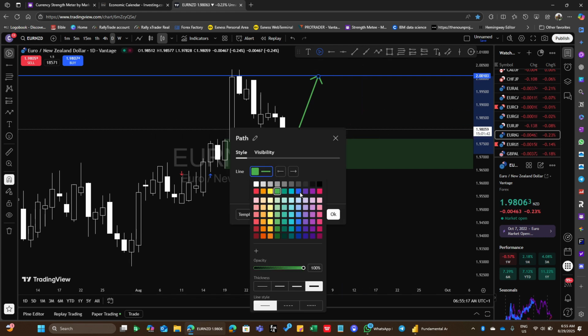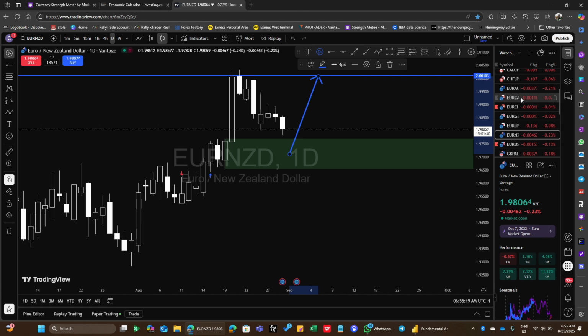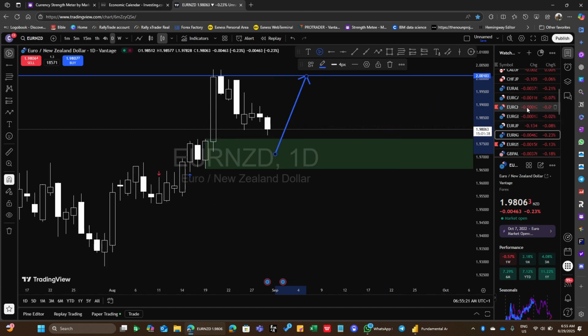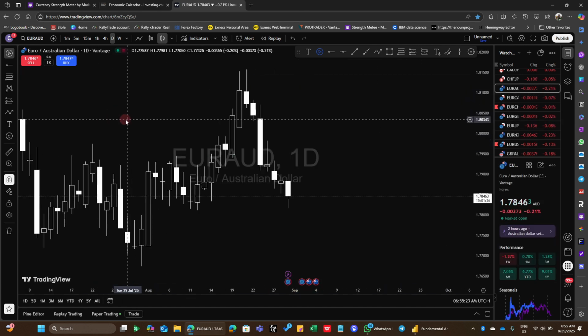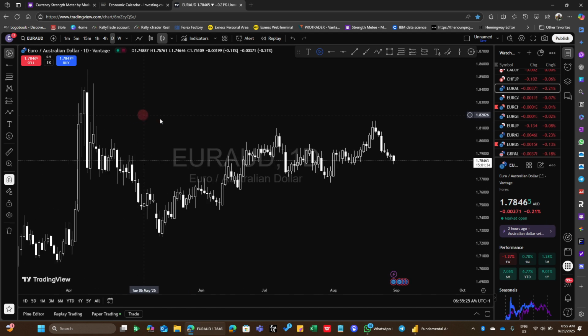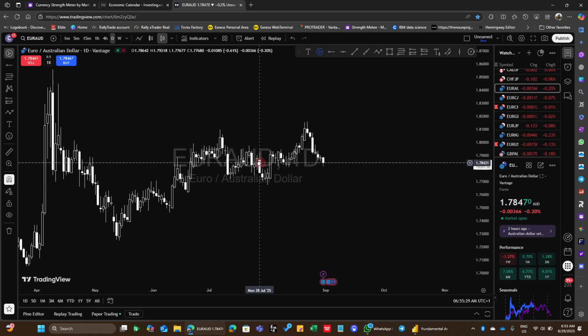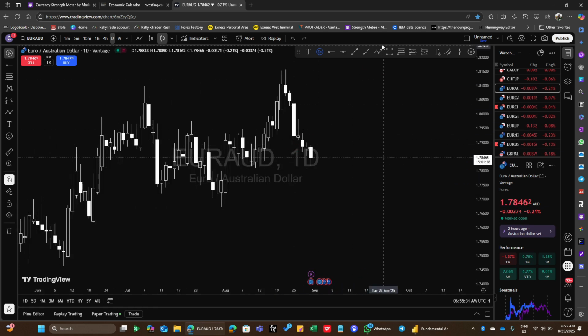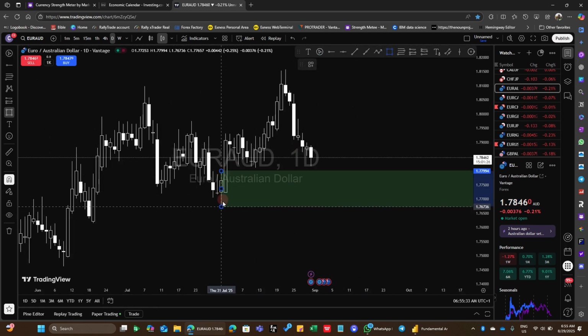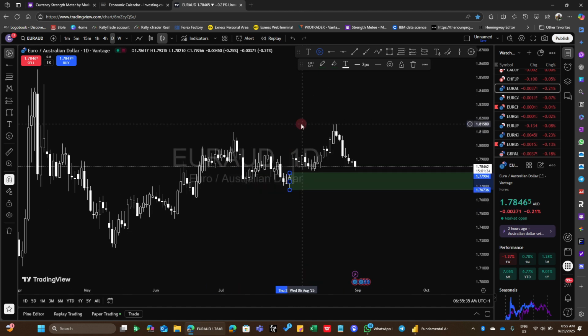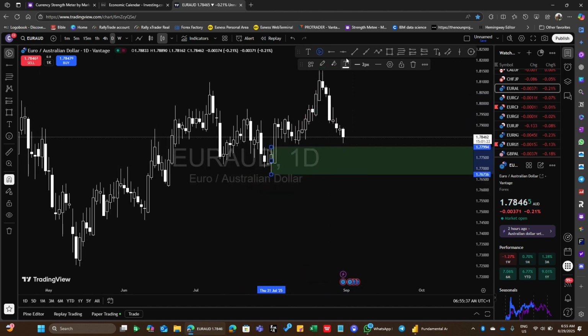Again, let's look into the Euro Australian dollar. Now, unlike the Euro New Zealand dollar, the Euro Australian dollar, what we see here is quite tricky. But there is a zone right here, seated right here. This is a good demand zone where price may shoot off from if it comes down here.